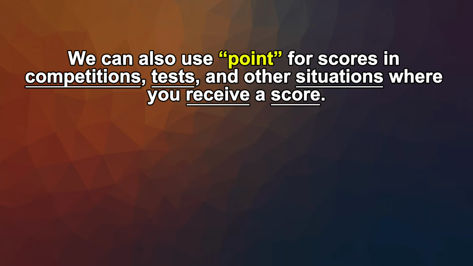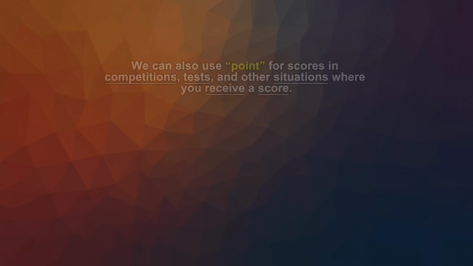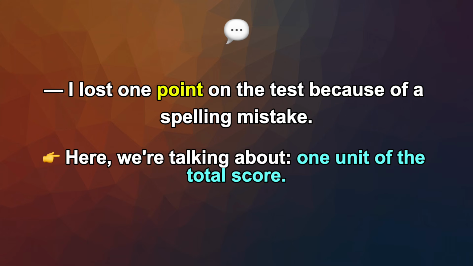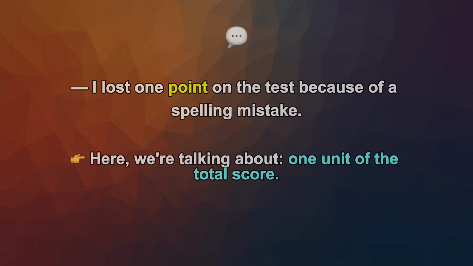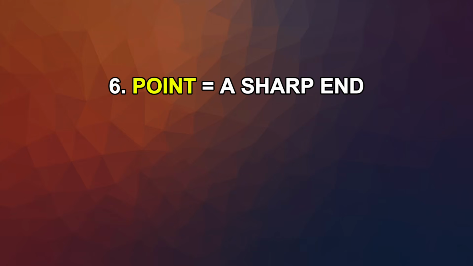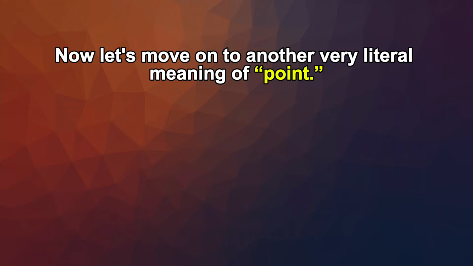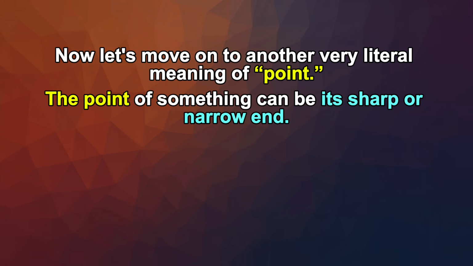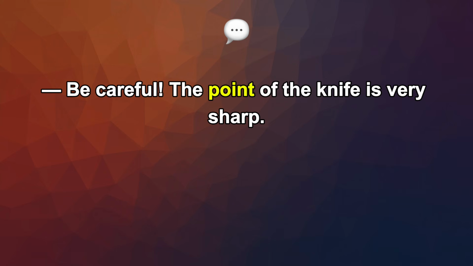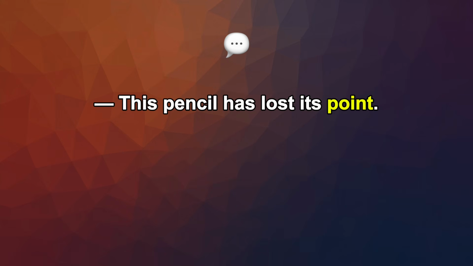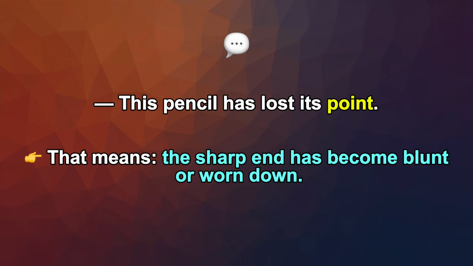We can also use point for scores in competitions, tests, and other situations where you receive a score. I lost 1 point on the test because of a spelling mistake. Here, we're talking about 1 unit of the total score. Point equals a sharp end. Now let's move on to another very literal meaning of point. The point of something can be its sharp or narrow end. Be careful, the point of the knife is very sharp. Here, we're talking about the sharp end of the knife. This pencil has lost its point. That means the sharp end has become blunt or worn down.